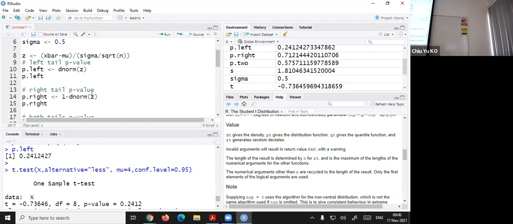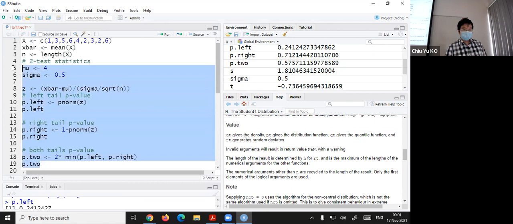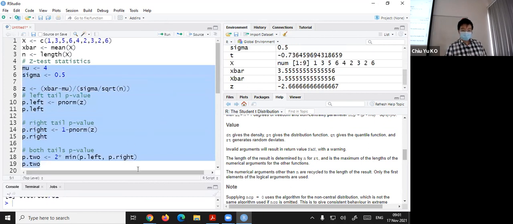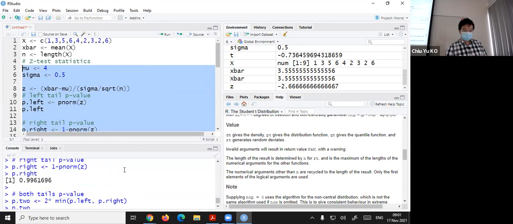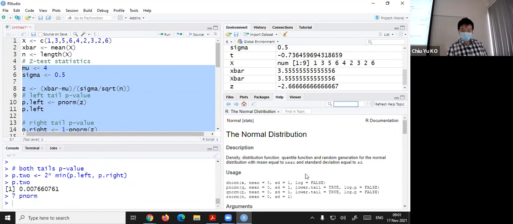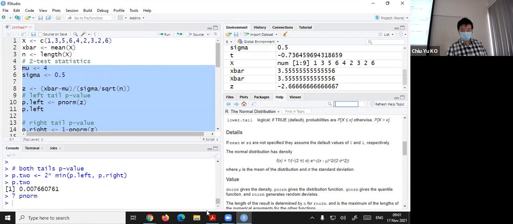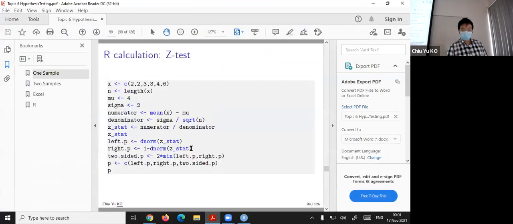I think I also made a mistake in the Z test. Instead of using the D norm, sorry, it should be P norm. I think it's a typo in the notes. Yes, the density function. So just to remind you that there's a typo here. I should use P norm, not the D norm, because it's not there.